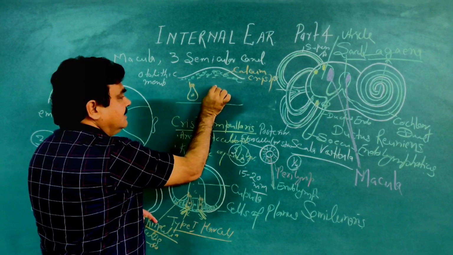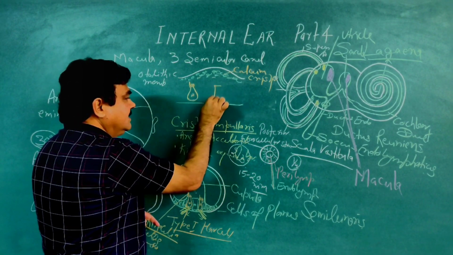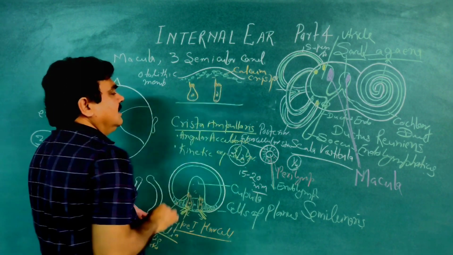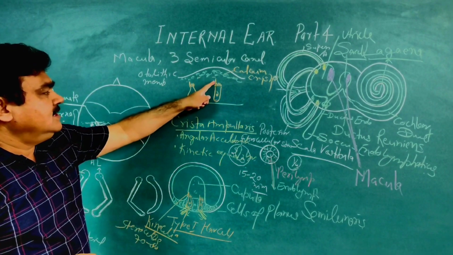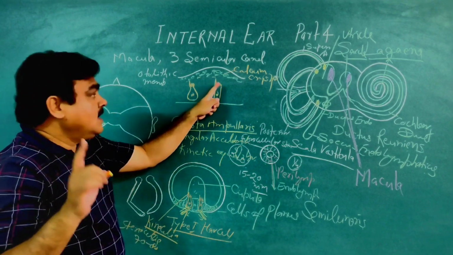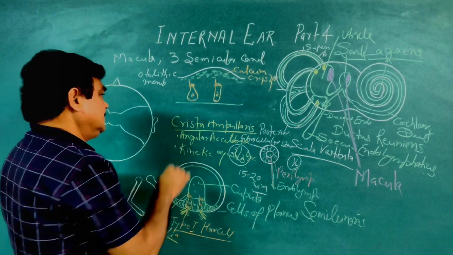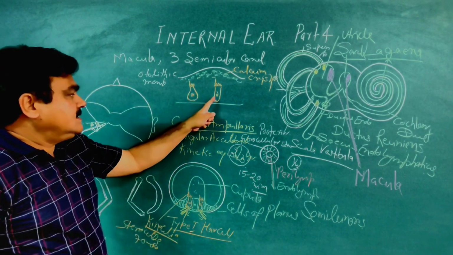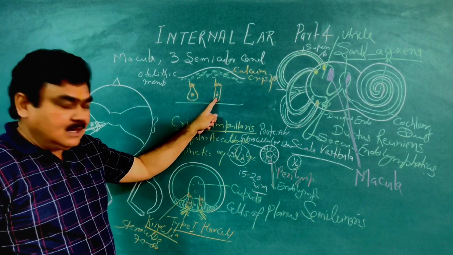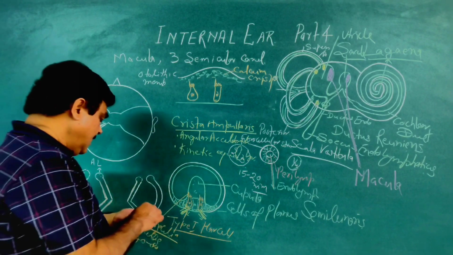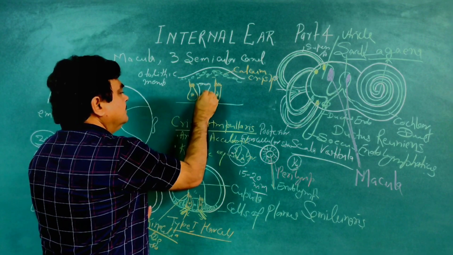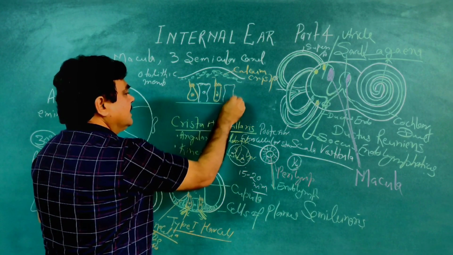And another type of cell, here you can see, this is an elongated cell with stereocilia and kinocilium. Here the number is also, kinocilium is 1 and stereocilia are 70 to 80 in number. This is flask shaped and this is elongated columnar cell. This is type 1 hair cell, this is type 2 hair cell. And in between these, there are some supporting cells.